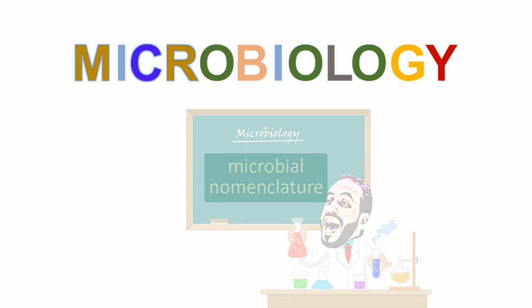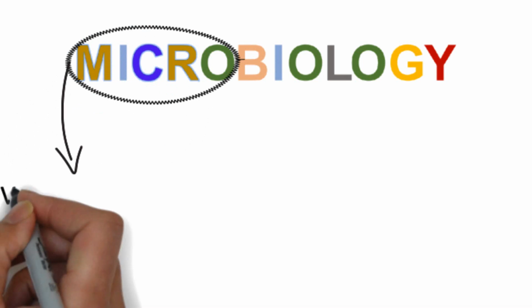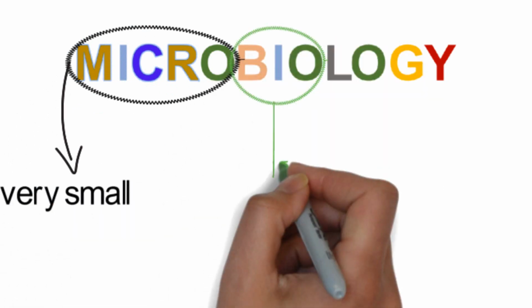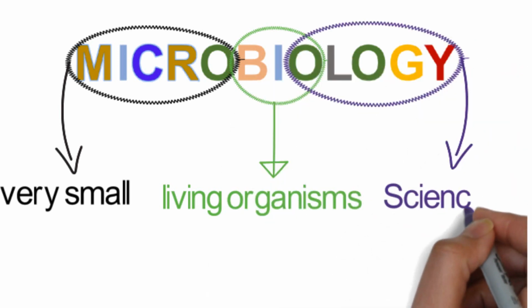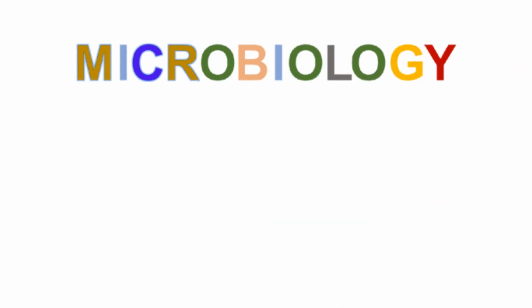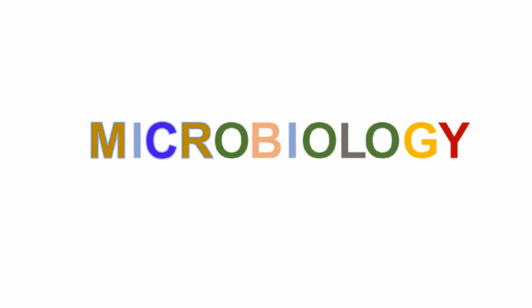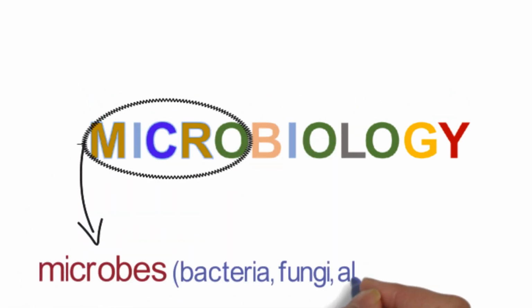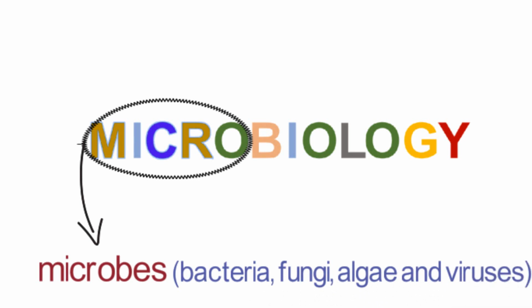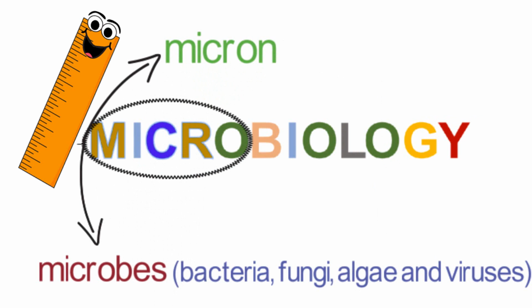If we look into the meaning of the word microbiology, we will find that micro means very small, bio means a living organism, and ology means science. Could you extract vocabs from the microbiology word? Yes, you can extract two terms from the micro word. The first one is microbes, like bacteria, fungi, algae, and viruses, and the second term is micron, which is a measure unit for microbial diameter.